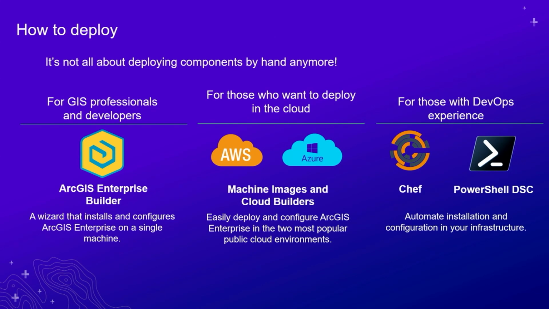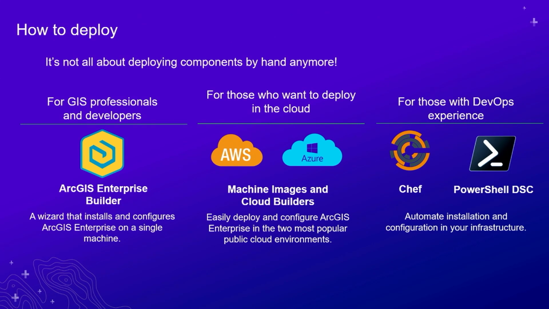For the small single machine deployments that don't necessarily require a lot of IT help, and for developers who are looking to set up a dev or test environment, the ArcGIS Enterprise Builder is a fantastic choice. This is an all-in-one installer, meaning it's a couple of gigabytes that you download from Esri, and then you run a single wizard-based interface that installs and configures every single one of those components on the machine of your choice.